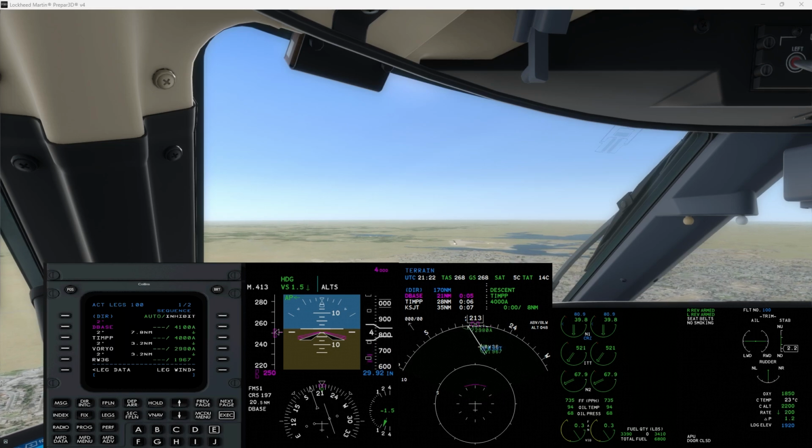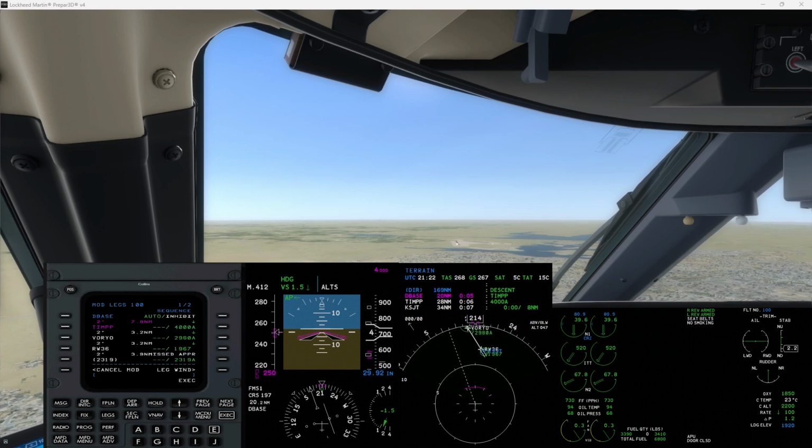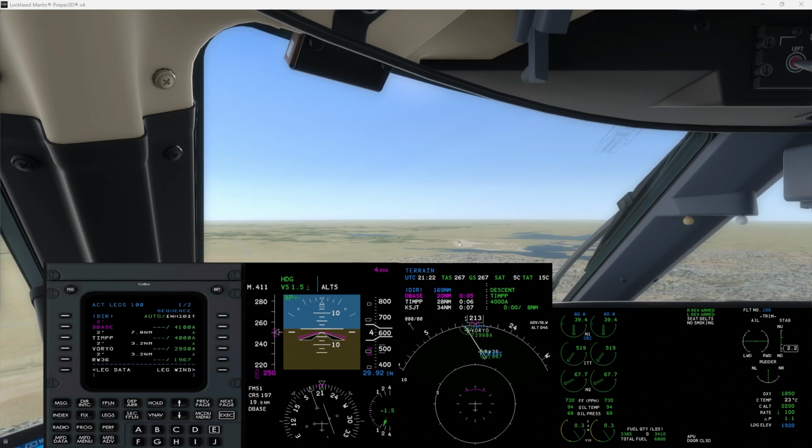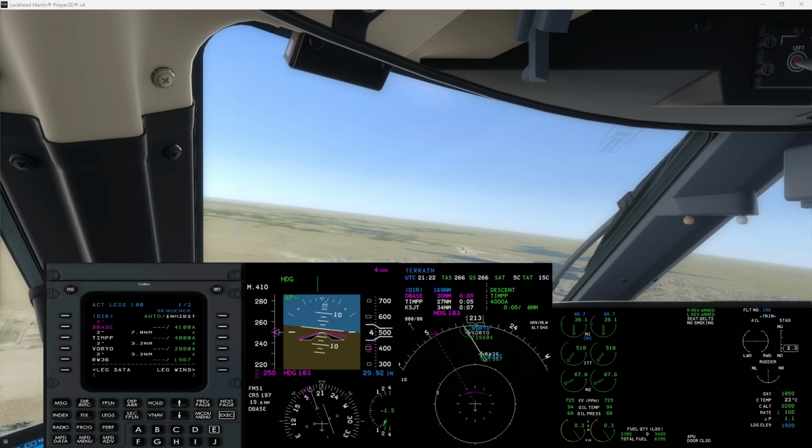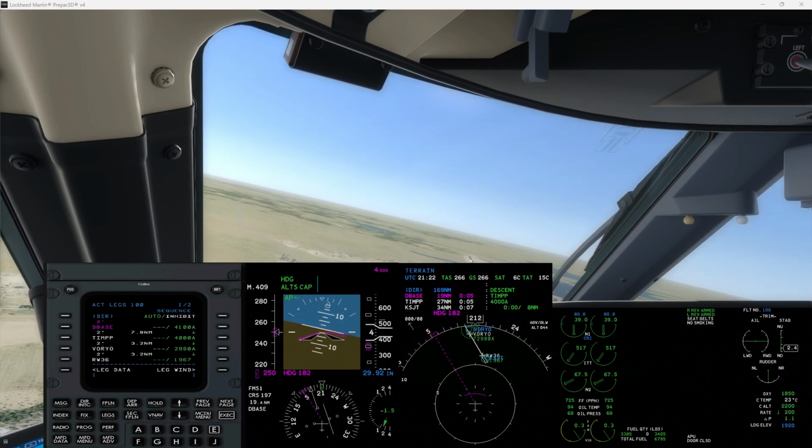So right now we're fast and we're getting close to 4,000. So this is good because we're not both fast and high. So what I'm going to do, now I'm going to start making my downwind turn.